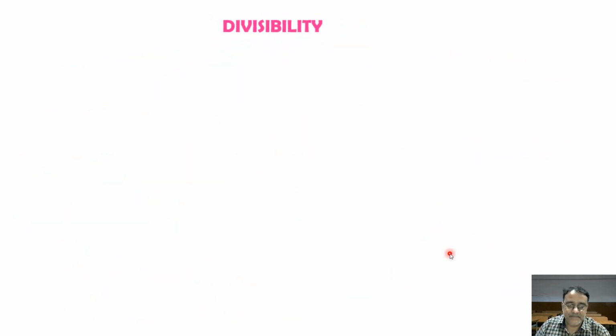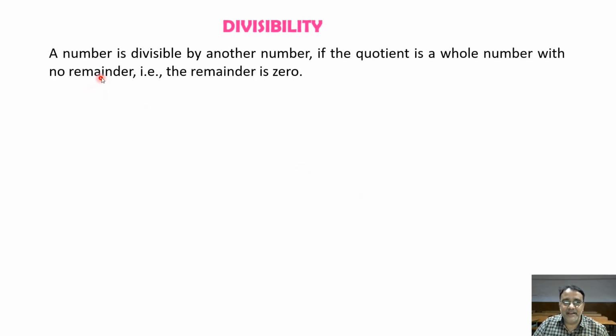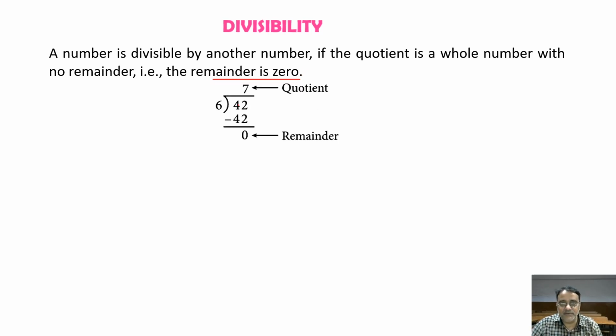So divisibility. A number is divisible by another number if the quotient is a whole number and the remainder is 0. That means remainder is equal to 0, no remainder. See example, 42, if we are dividing by 6, we are getting quotient 7 and remainder we are getting 0. That means 42 is divisible by 6.